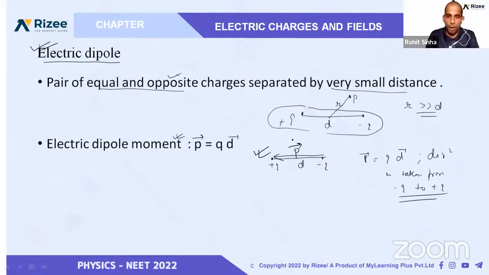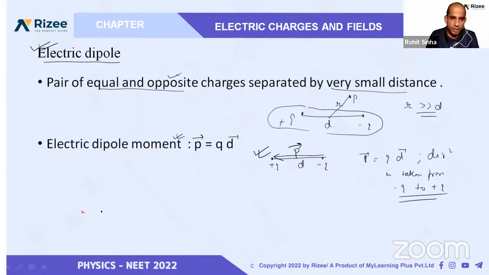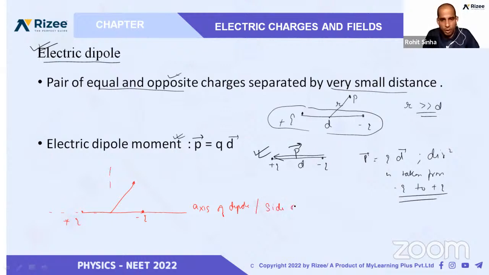For an electric dipole, we should know one more thing also. It is a system of two equal and opposite charges. We calculate the electric potential and electric field for this dipole arrangement. For this, we take some reference. Suppose this reference line is called the axis of dipole, or it is called the side-on position.